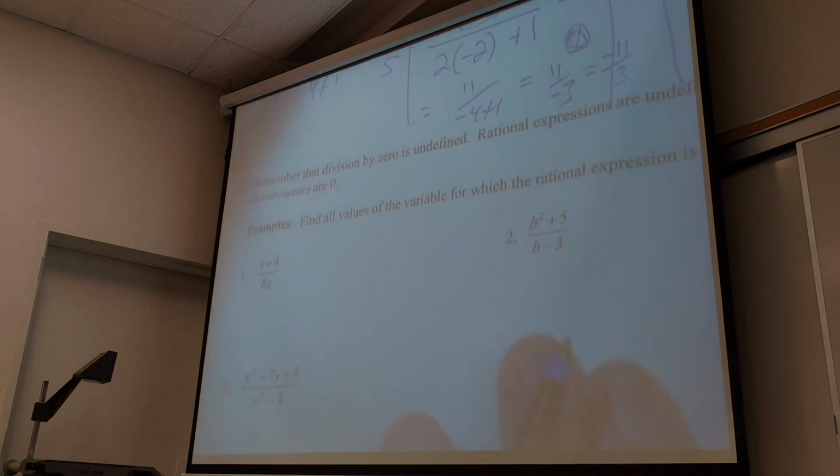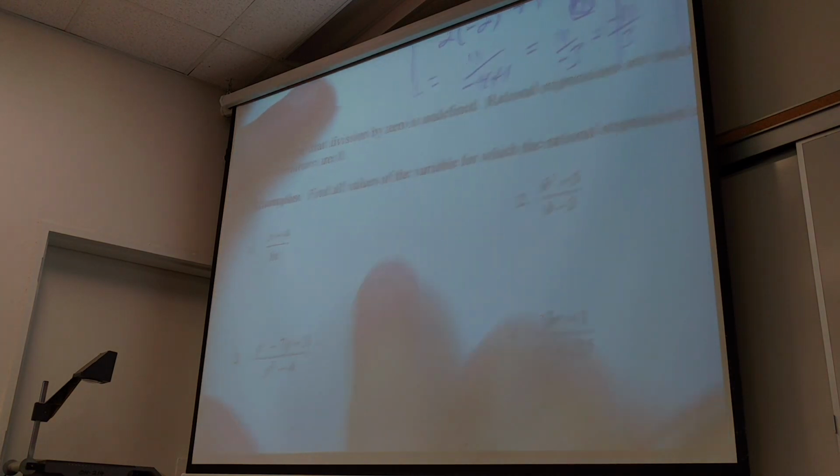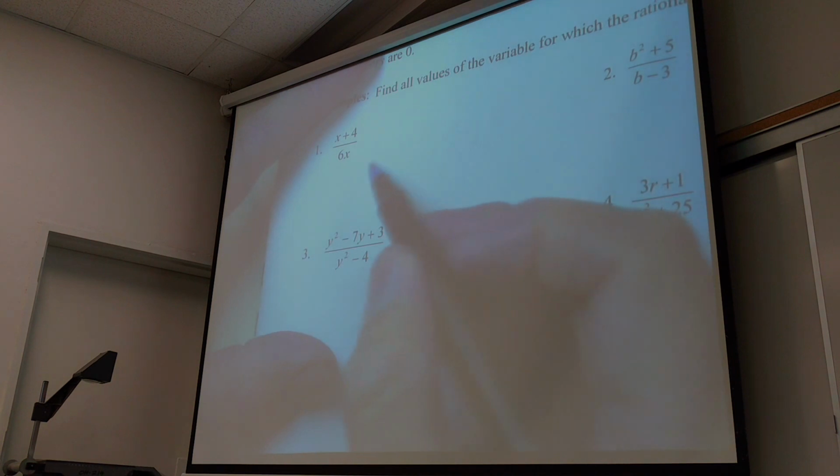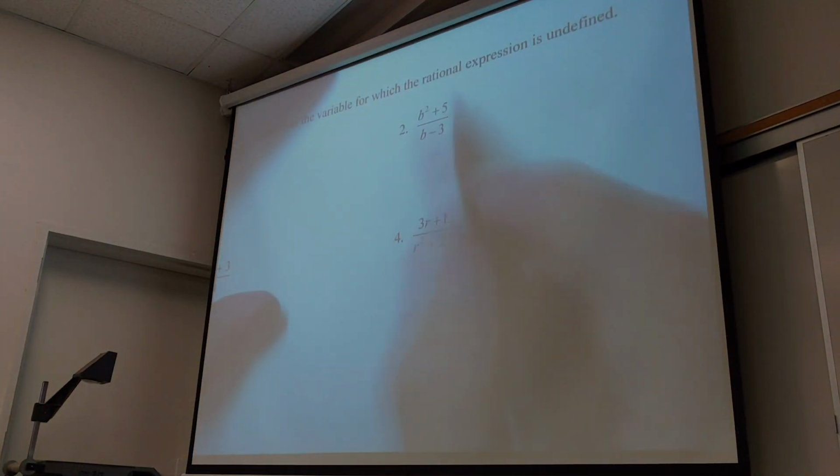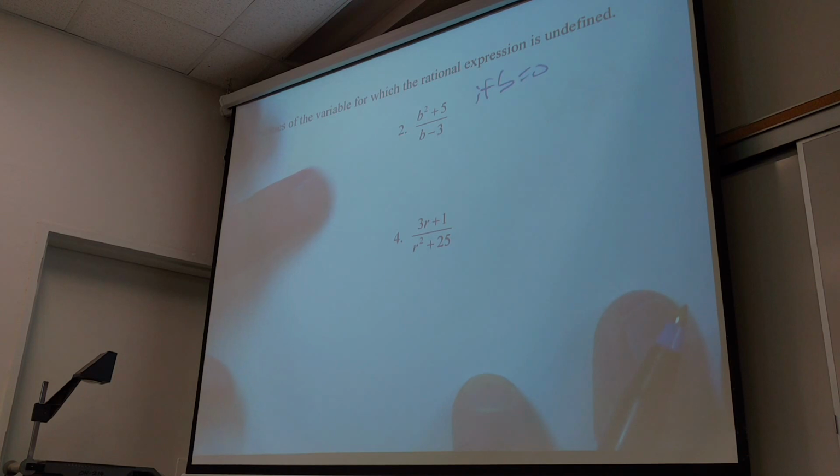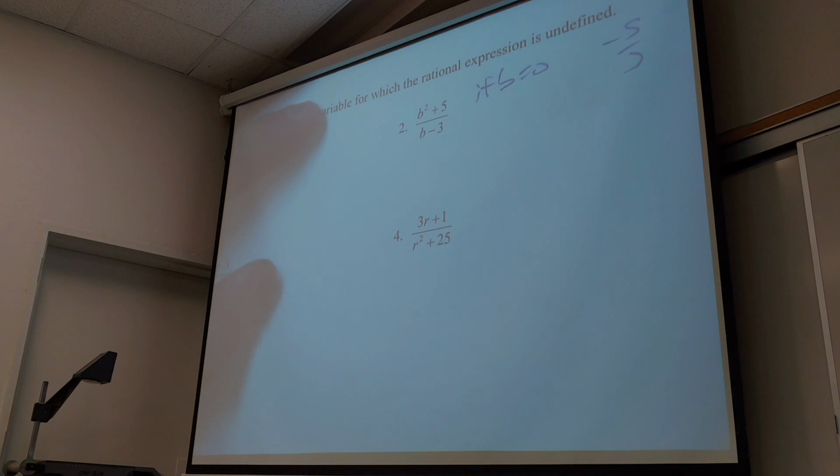This is what I was talking about, the last thing on the board. So be really careful. Here, B could be 0 all day long. If B is 0, I get 0 plus 5 over 0 minus 3, which is 5 over negative 3. Is that a valid number? Yes, totally, all day long. It's not divided by 0.